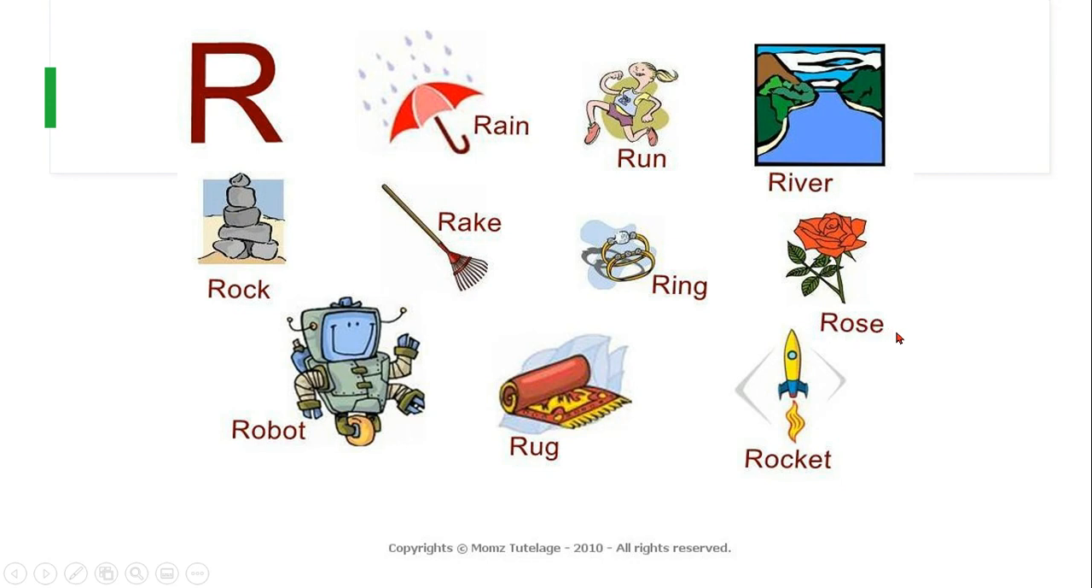Rose, rose, robot, robot, rug, rug, rocket, rocket. Okay, before we go on, we are stretching out that R, and all of these words for me when I practice start with the sound er. So get your tongue in the back, round your lips, try this sound. Er. Almost like a pirate sound.